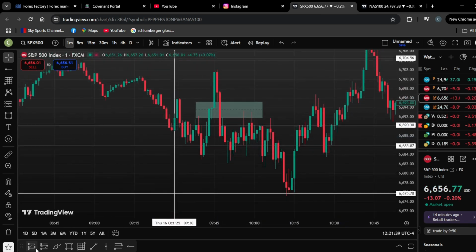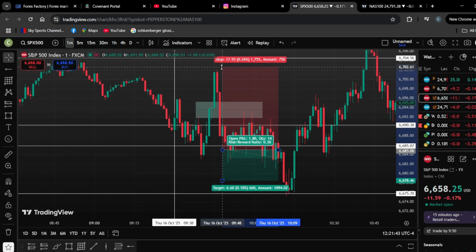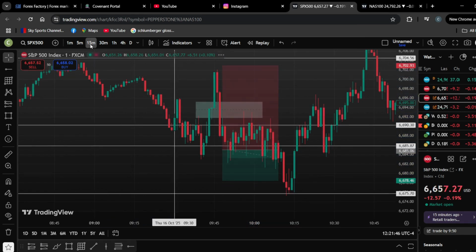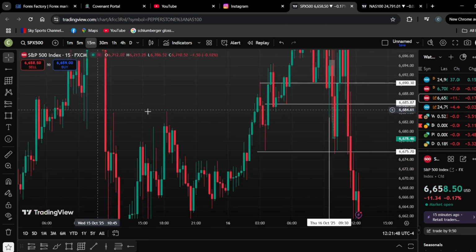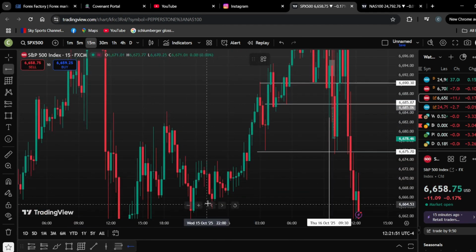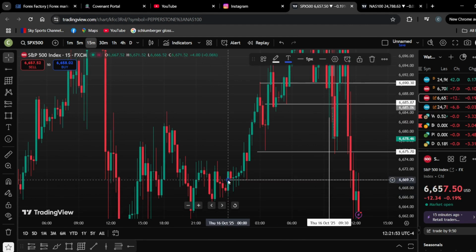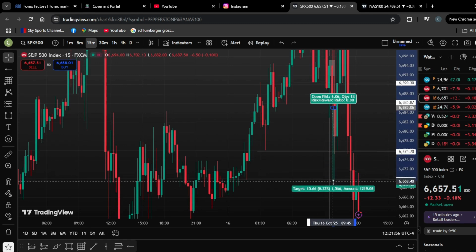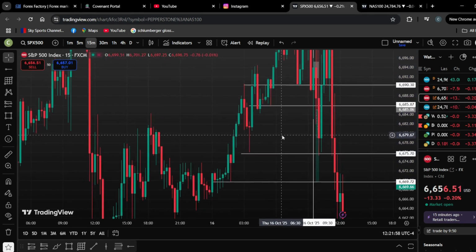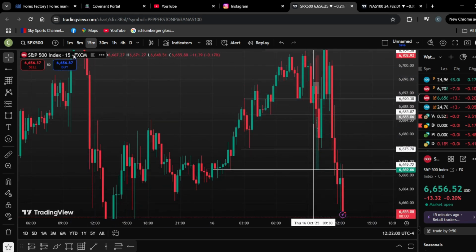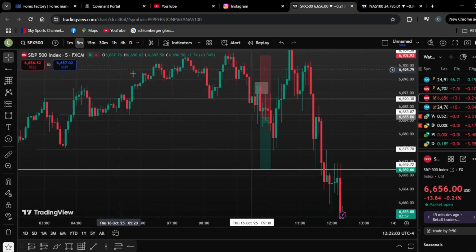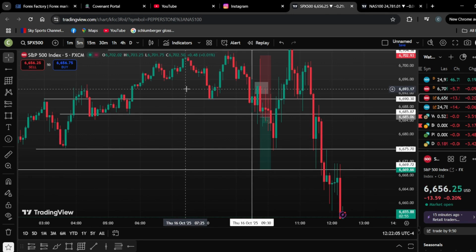I entered. I entered late, so late. I entered here, my stop loss was here, and I was now targeting this 30 minutes, this 15 minutes low here. So that was what I was targeting. This trade, I didn't use my full lot size because of my entry and my SL. So I wanted a 5 minute green candle to the upside.